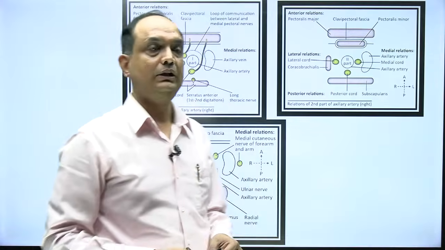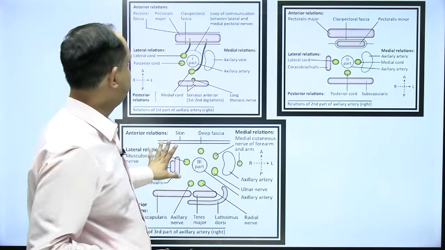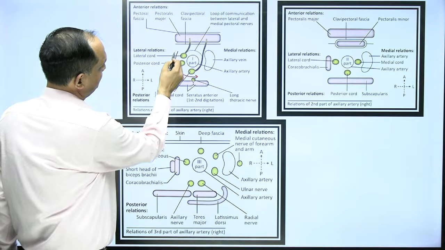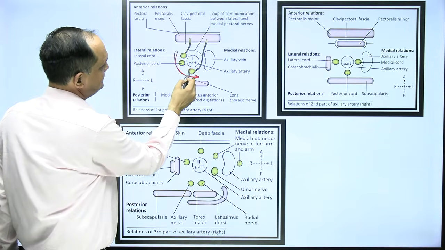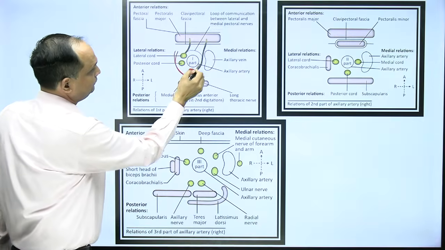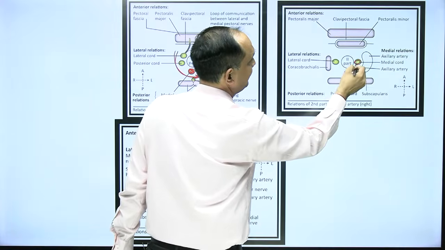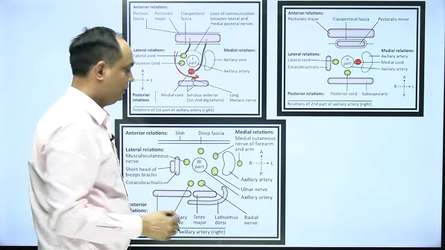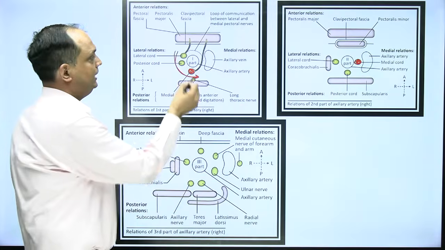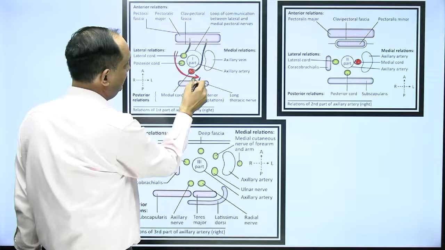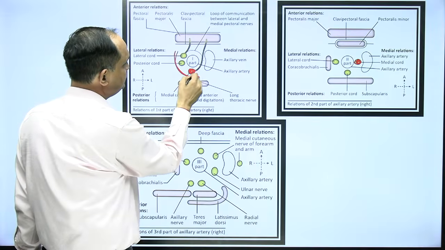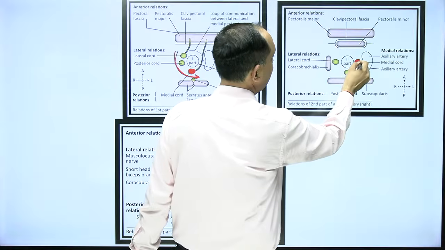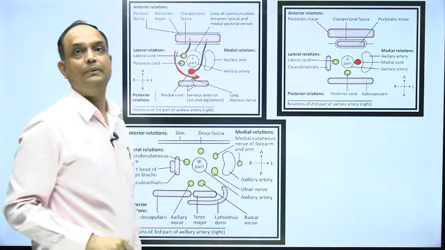Clear? So in these three diagrams, you have to understand that initially there is a gradual shifting of the cords. This is the shifting of the cords. This is the medial cord, which gradually comes on the medial side here. Clear? But in the third part, you don't have the cords, you will have the branches. So here the cords are shifting gradually. This is the medial cord, which is posterior initially and gains its definitive position in the second part.